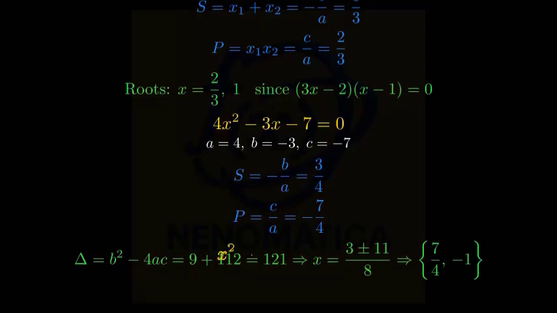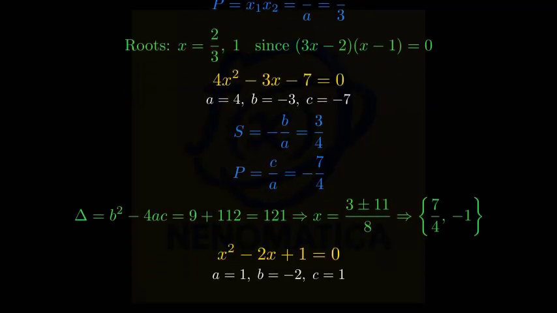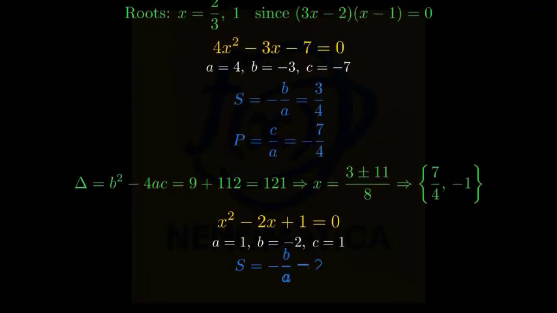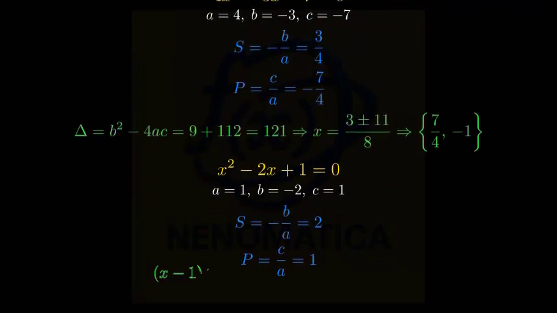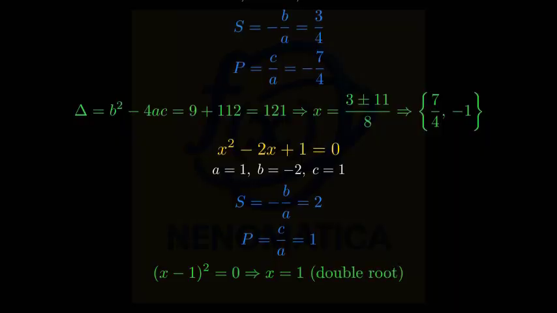Example 3. x squared minus 2x plus 1 equals 0. The sum of the roots is 2. The product of the roots is 1. This factors as x minus 1 squared, so the root 1 repeats twice.